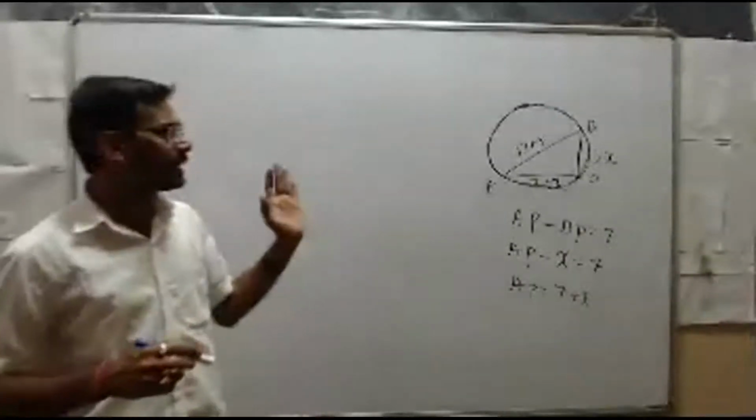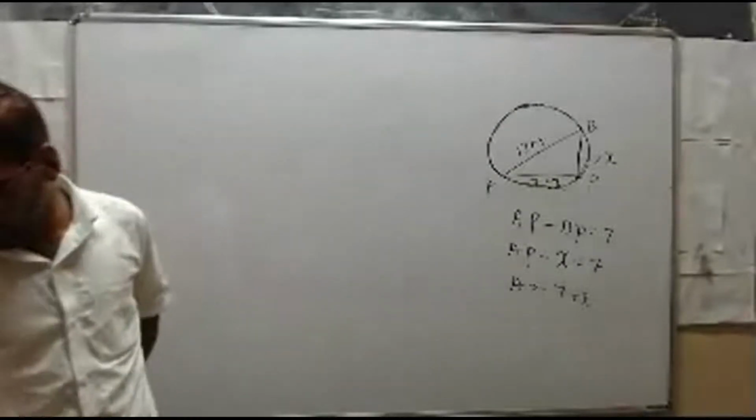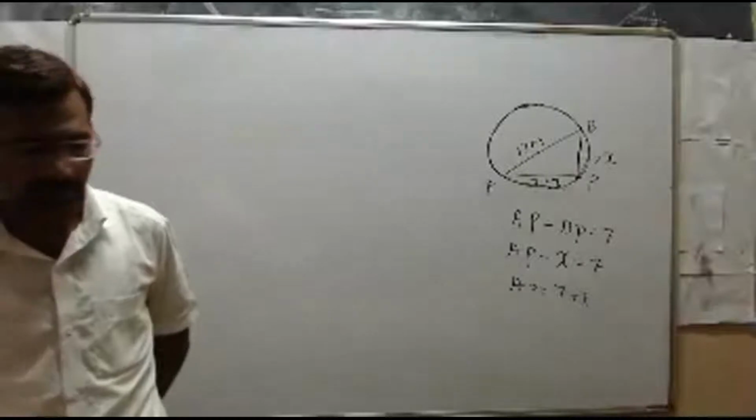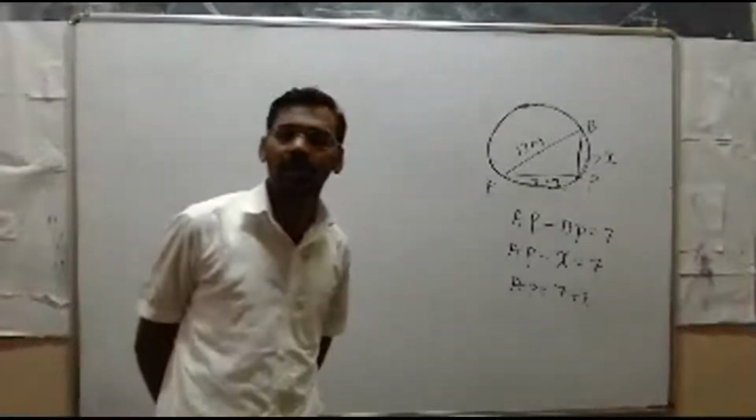Then read the question again. A pole has been erected at a point on the boundary of a circular park of diameter 13 meters. There is a circular park, the diameter is 13 meters.